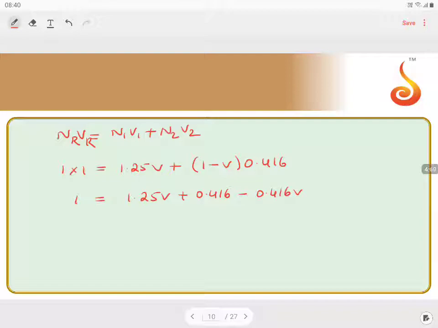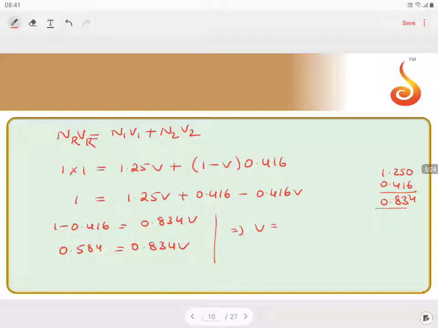So if you send this particular one, 1 minus 0.416 equals (1.25 minus 0.416) V. 1.250 minus 0.416 is going to be 0.834, and here 1 minus 0.416 is going to be 0.584. So 0.584 equals 0.834 V, and V equals 0.584 by 0.834.